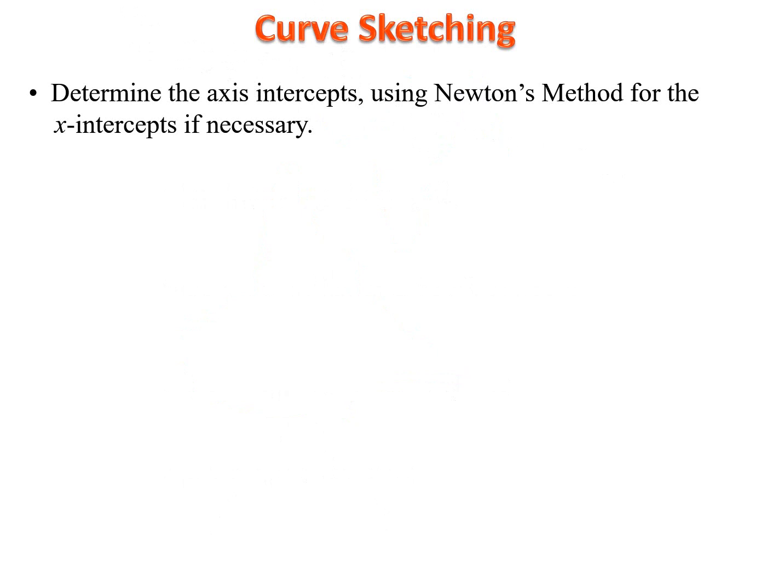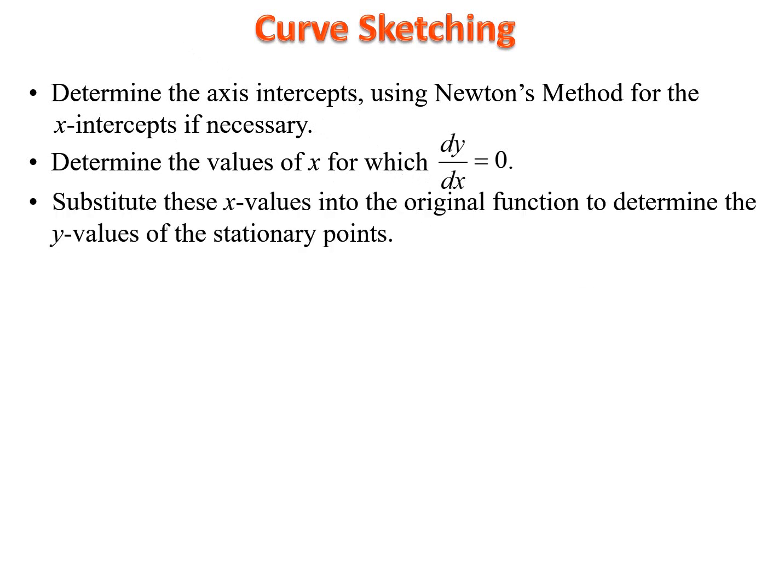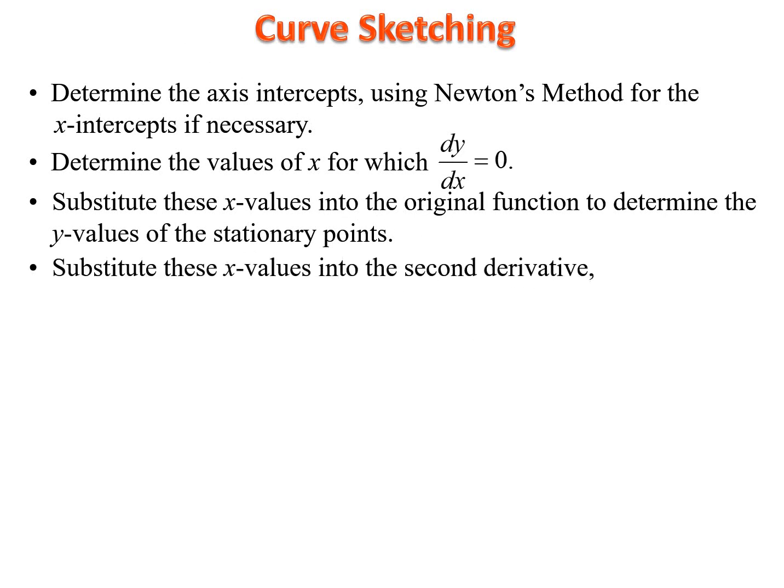So here are the steps. You need to determine the axis intercepts. You often are expected to use Newton's method for the x-intercepts. Determine the values of x for which the derivative is equal to 0, because that'll give you the stationary points. Substitute these x values into the original function to determine the y values of the stationary points. Substitute these x values into the second derivative.